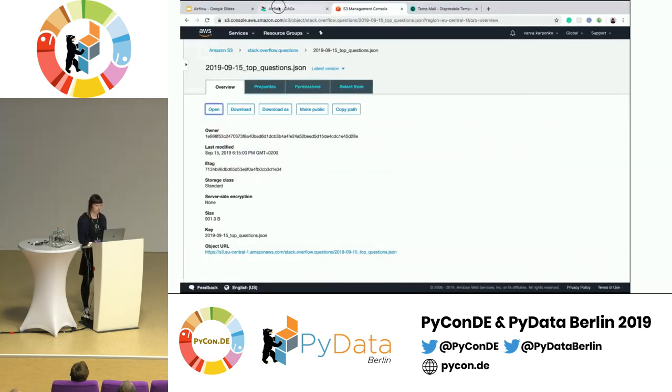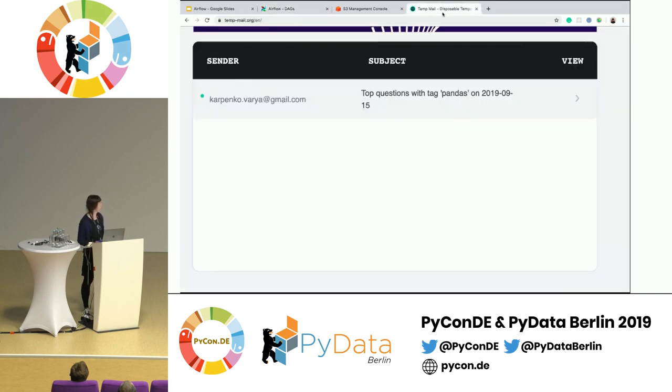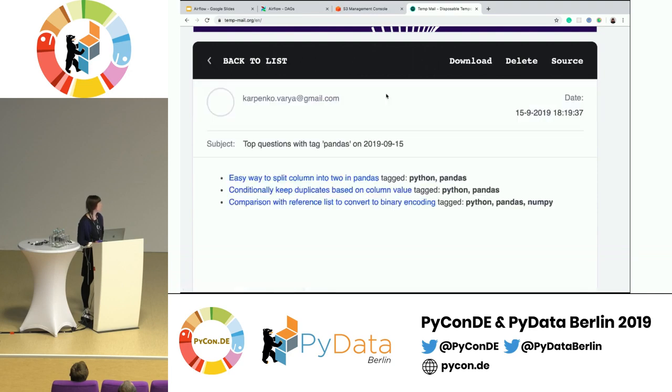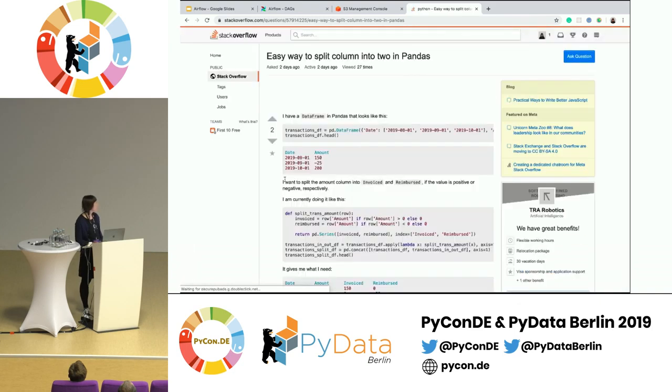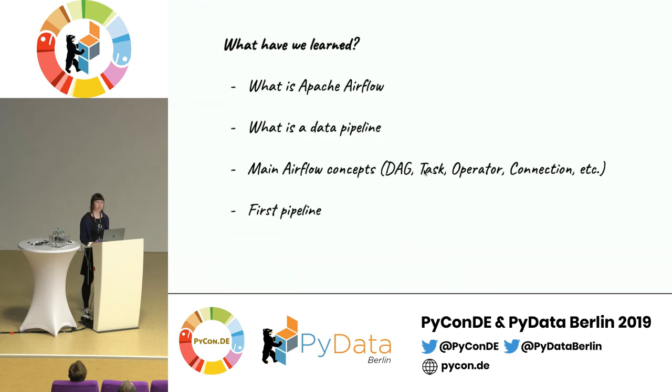Let's check how other tasks are doing. Render template and send email, done. Awesome. So I also want to show you that the email actually arrived in my temporary mailbox from me. Questions. On that day, there were only 3 interesting questions based on my parameters. Yeah, and it would be nice to get it every day. Nice. So this is it.